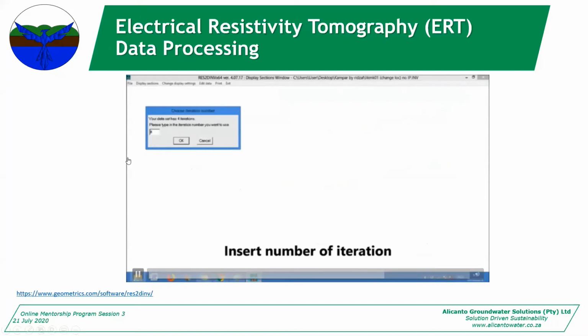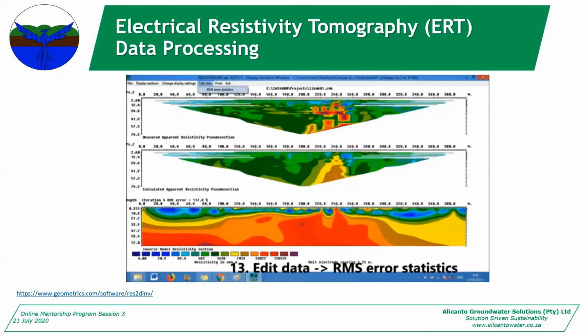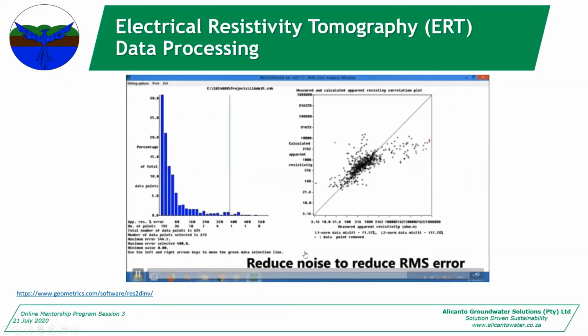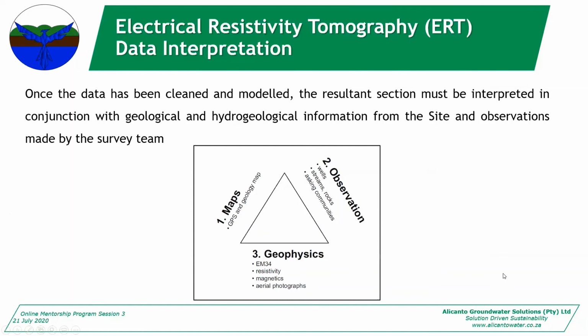Yeah, so then you can choose which iteration you want to see, if it's the final iteration or the first one. You choose your contour intervals. That's your coloring, so you can see there at the bottom your contour intervals. And then if you want to look clever, you can do these. Okay, so I'm just going to skip this video. So that's basically how Res2DInv works.